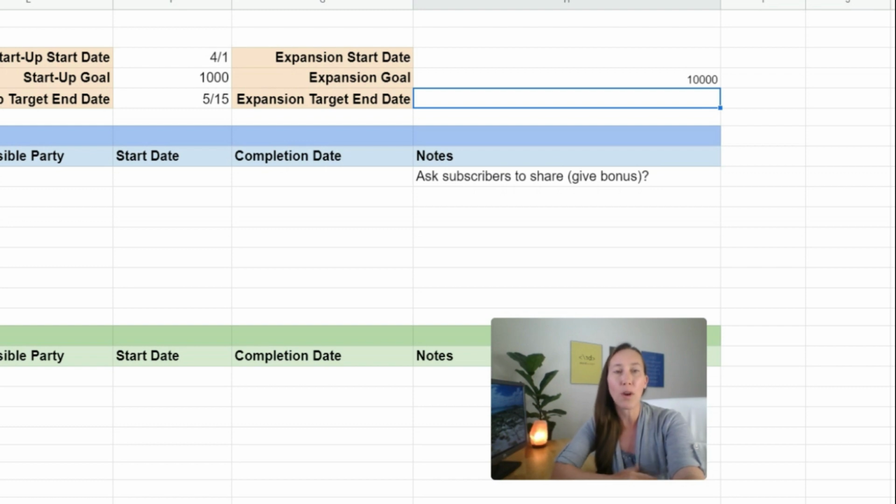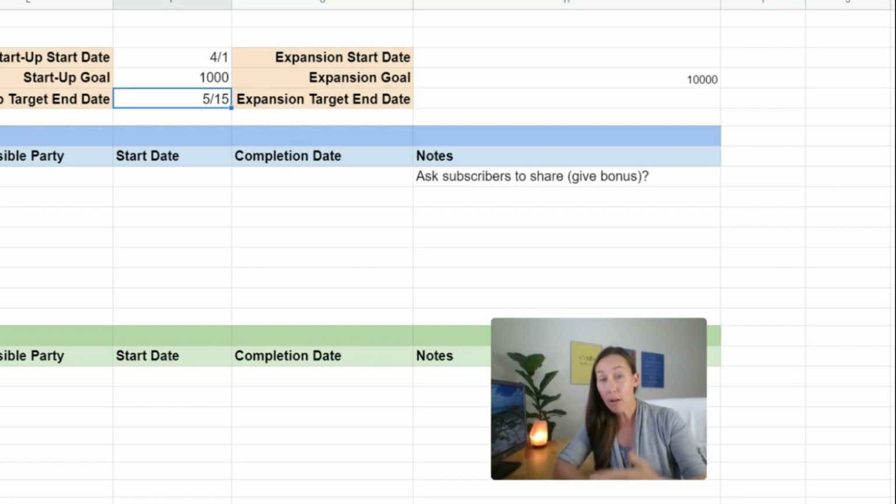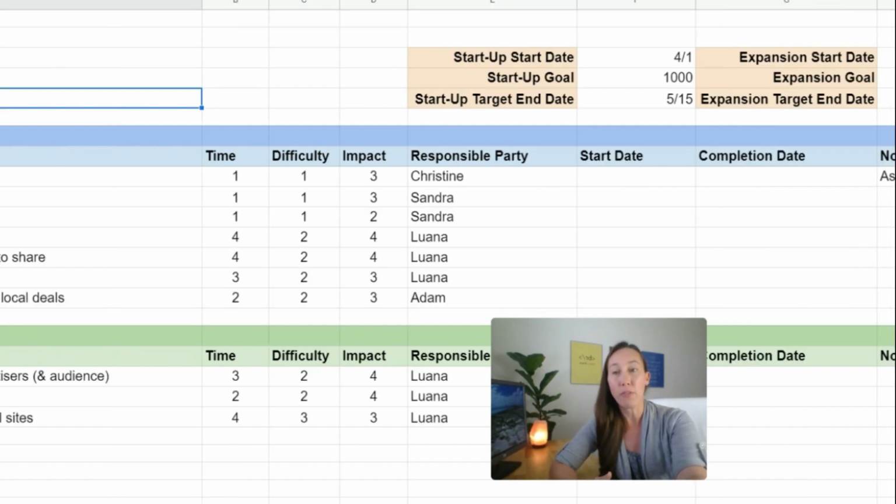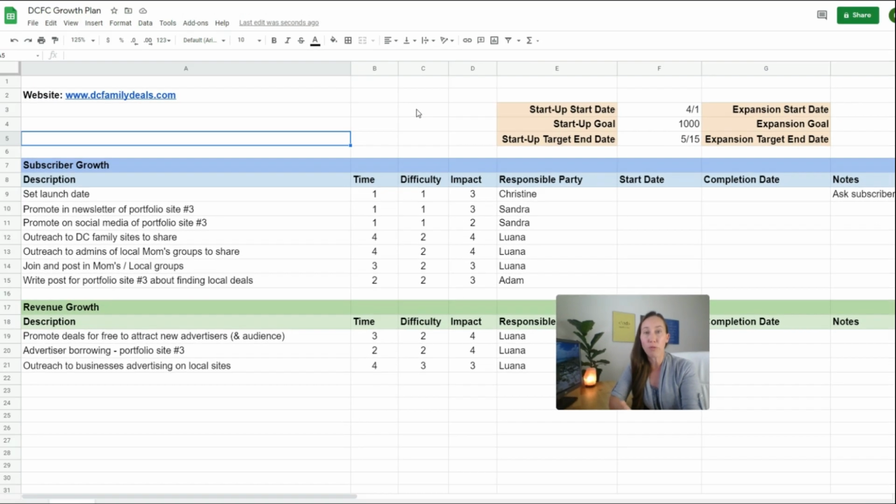But we may wait on what that date is, but I want to have a concrete goal for my startup phase. And then I do want to have an idea of where I would really like to go in the expansion phase. But we do want to be able to build up to at least 25,000 Facebook subscribers, which we absolutely think is possible here. So that's where we start here, looking at what our goals are. Now, next up, we look at what our growth phases are.